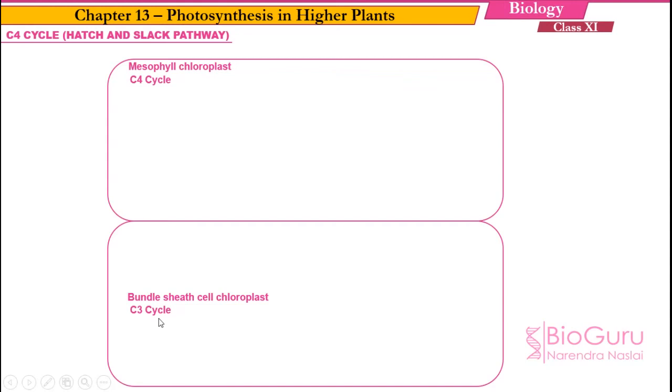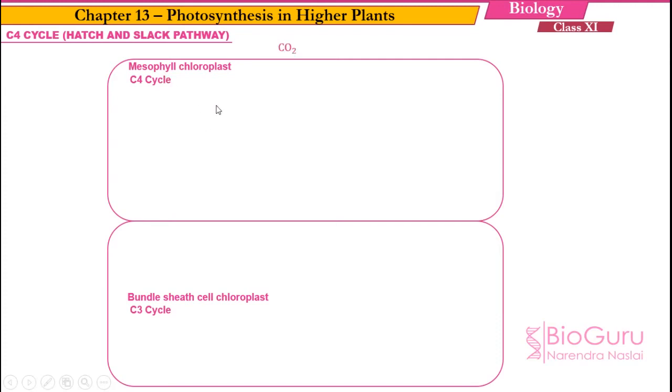Here one thing you can notice, no matter whether it is C3 plants or C4 plants, the C3 cycle is common in all plants. Here there is a special adaptation in some plants like maize and sugarcane, where we see another cycle which is associated with the C3 cycle, the C4 cycle. Where is it occurring? It is occurring in the mesophyll chloroplast. Okay, now let us see.